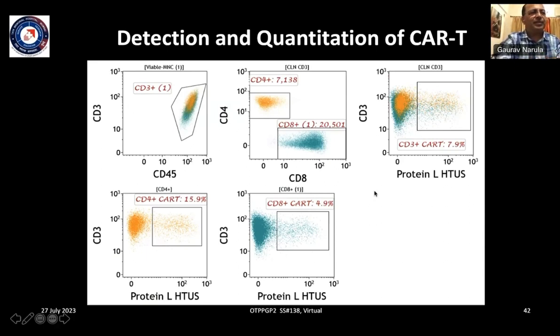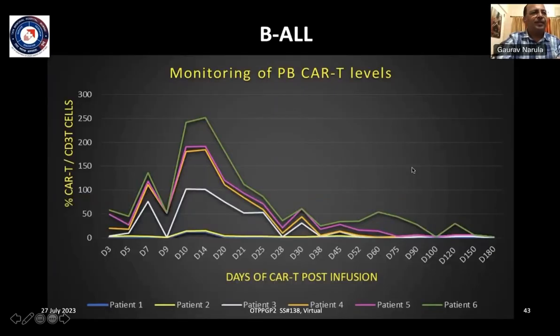How we detect the CAR T percentage based on protein L. This is showing you how CD3 CAR T plus, based on protein L, is around 7.9% in the circulation. And then we monitor it over time.